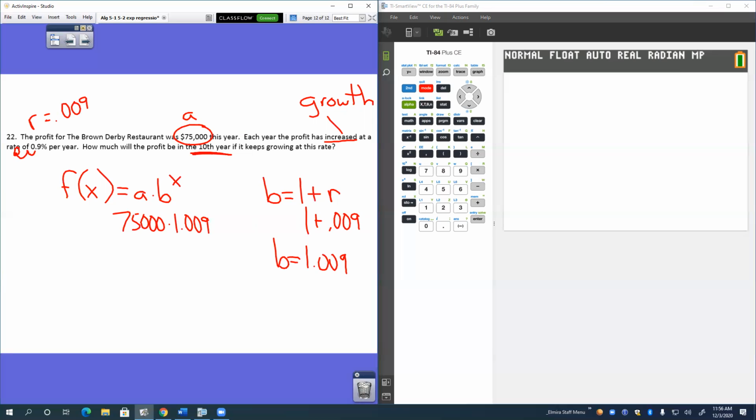So 1.009 in for our B. After the 10th year, so it's to the 10th power. When you do that, you get $82,030.04. That is what your test looks like tomorrow.